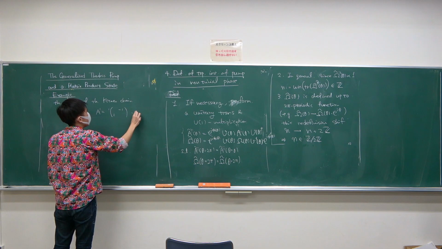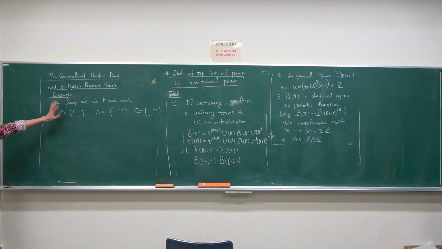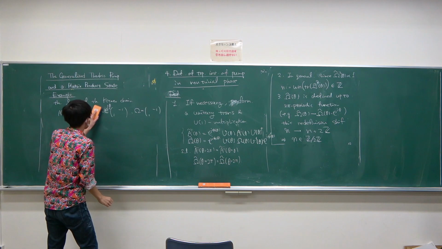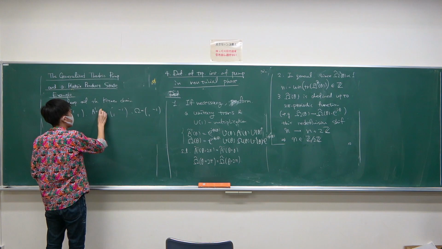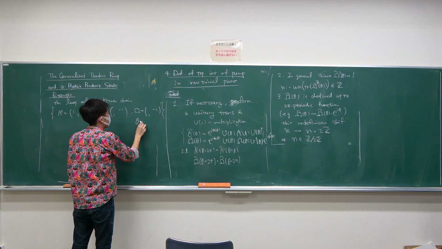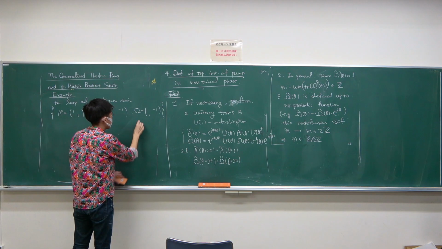This is the matrix product state of the KTF chain, and the loop is defined by putting here some U1 factor, A1 equals exponential i theta about 2 pi, theta about 2, and this is a loop, theta from 0 to 2 pi.